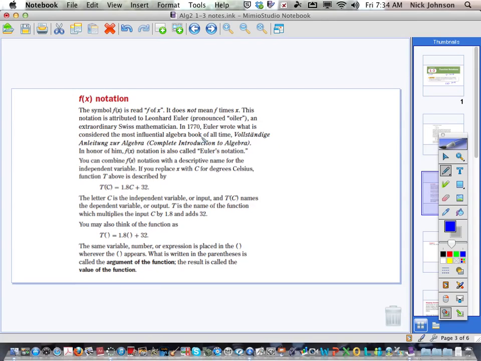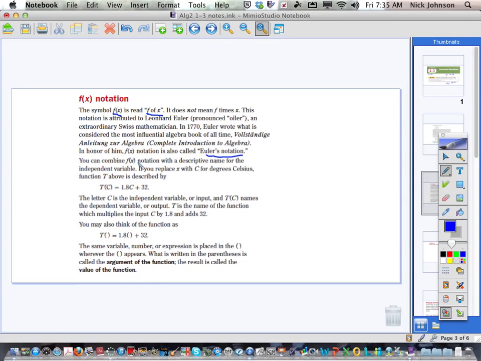f of x notation: the symbol f(x) is read f of x, as you've heard me say five times now. It does not mean f times x. This notation is attributed to Euler, an extraordinary Swiss mathematician. In 1770, Euler wrote what is considered the most influential algebra book of all time. Okay? We also call this Euler's notation because he derived it.